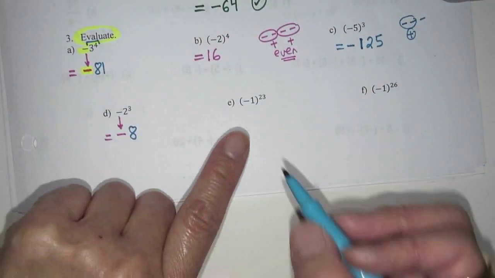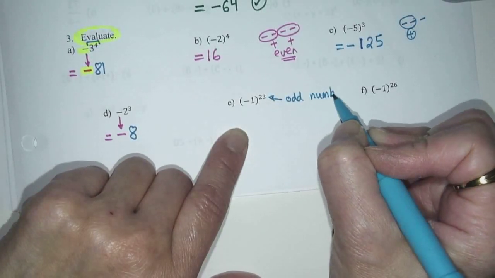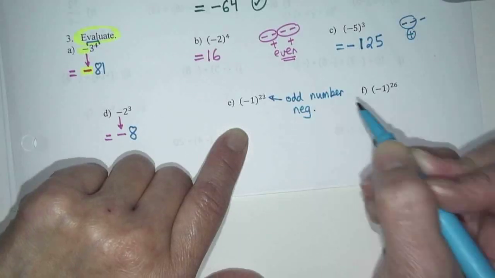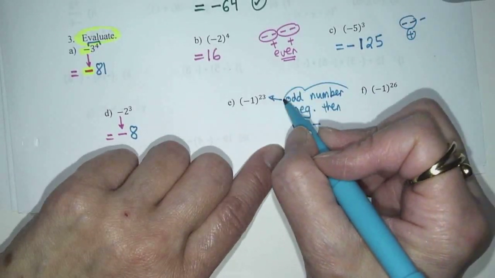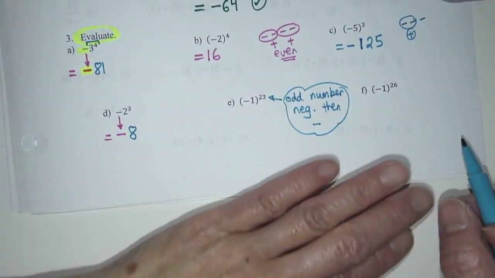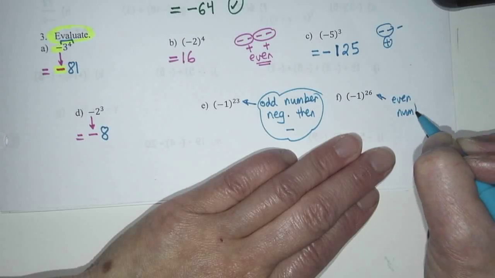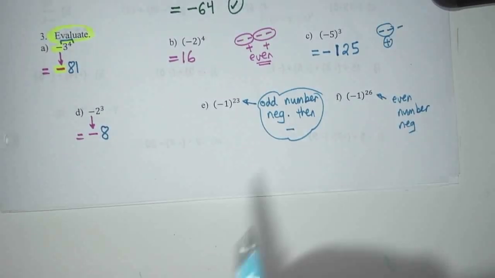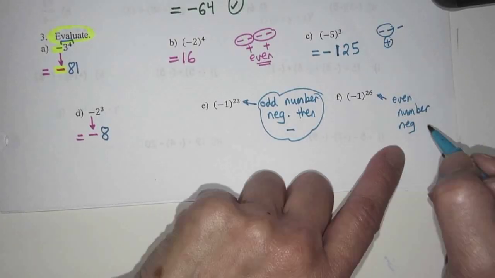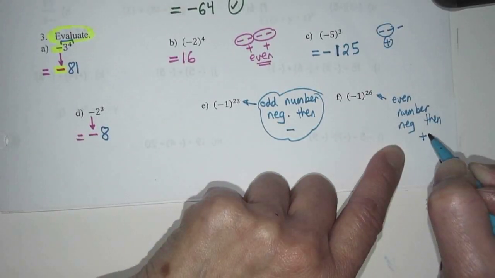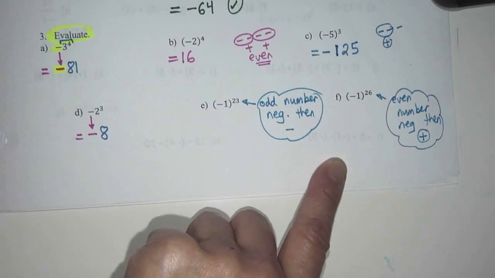Okay, let's see if you understand the even odd. If it's an odd number of negatives, then it's a negative because you have 1 left over. If it's an even number of negatives, then it's positive because they cancel out. So an even number of negatives gives a positive.